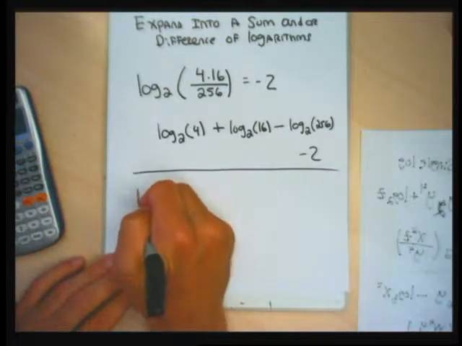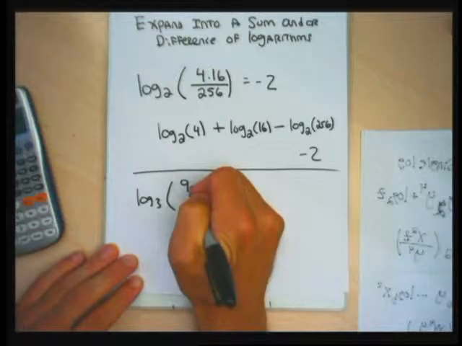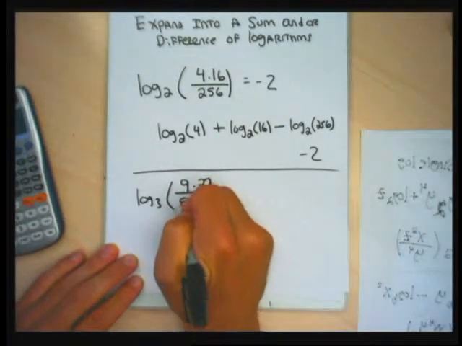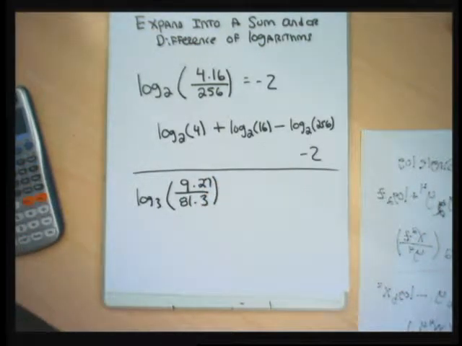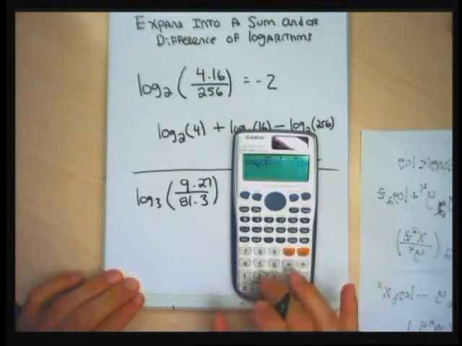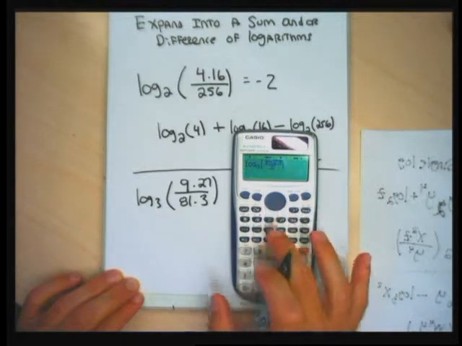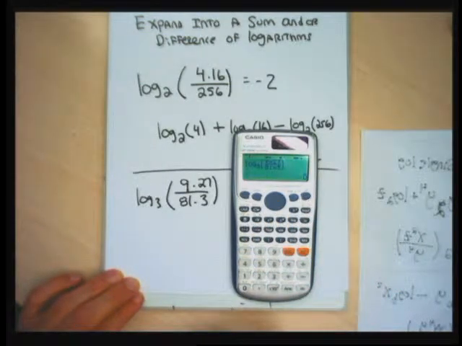Let me do one more. Log base 3 of 9 times 27 over 81 times 3. So I want to expand this into 4 logarithms. Let me figure out what it equals first. So log base 3 of the fraction 9 times 27 over 81 times 3. This whole thing equals 0. Wow.